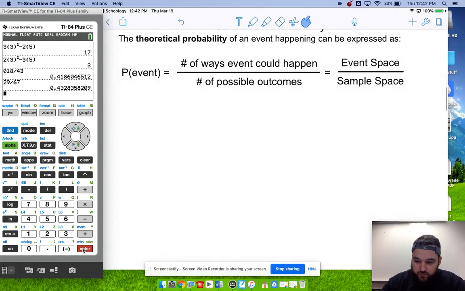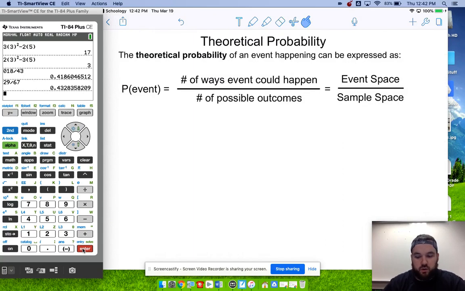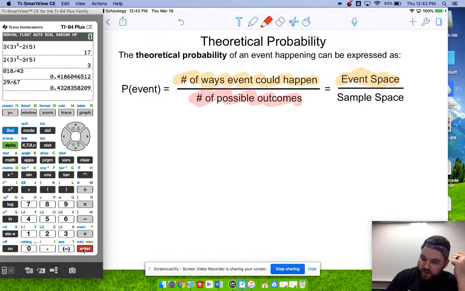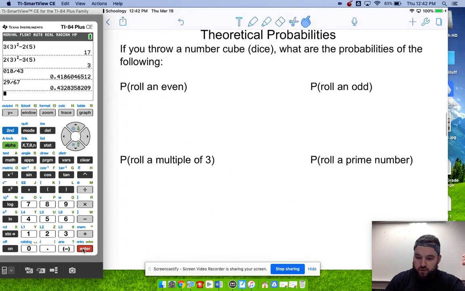0.8% of her shots. So just to remember, theoretical probability is a fraction where the top is called the event space, and that's the number of ways an event could happen. And the denominator is the number of possible outcomes, which is also referred to as a sample space. Reviewed it in 11.2.1. Just wanted to throw it out here again.